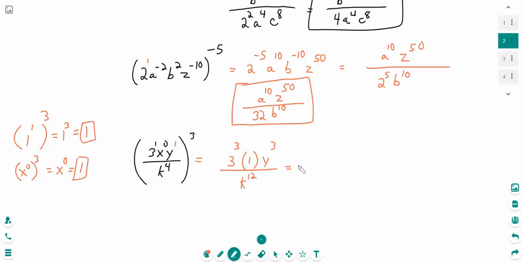And then we can kind of simplify this a little bit. 3 times 3 is 9 times 3 again is 27. Of course, 27 times 1 is just 27. And then we have the y to the 3rd all over k to the 12th. And that would be our solution.